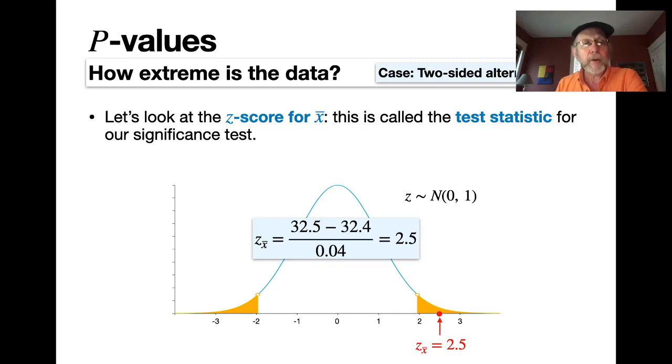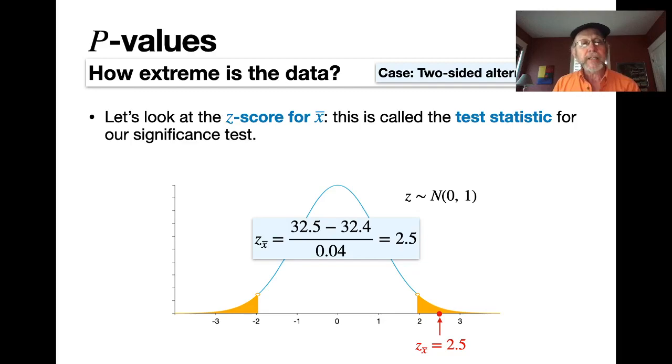And here you see our data expressed in terms of the standard normal distribution. Again, our z-score of 2.5 corresponding to our observed x bar of 32.5. Still exactly the same position in the tails and so on. We've essentially just changed our units of measurement here. The z-score for x bar is called the test statistic for our significance test. And that's an important idea going forward.